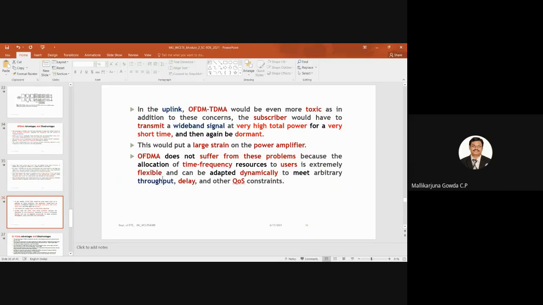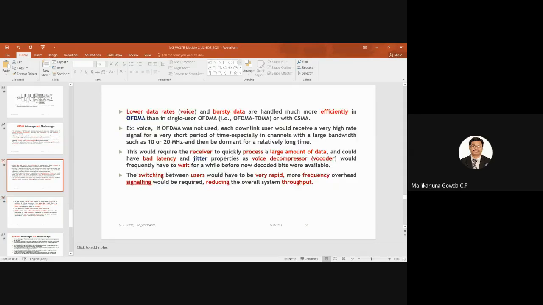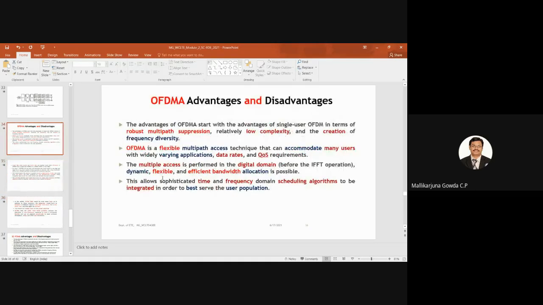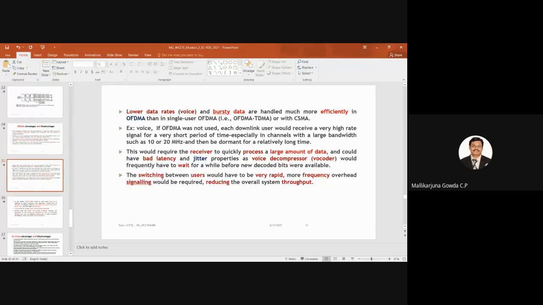I don't know to what extent people are able to understand the advantages. In the meantime, what are the drawbacks? There will be some advantages and some disadvantages. The advantage, to summarize in a nutshell: it is a flexible multiple access technique, so it can accommodate many users with widely varying applications, data rates, and quality of service requirements. The drawback is, what is the drawback? Can anyone of you say?